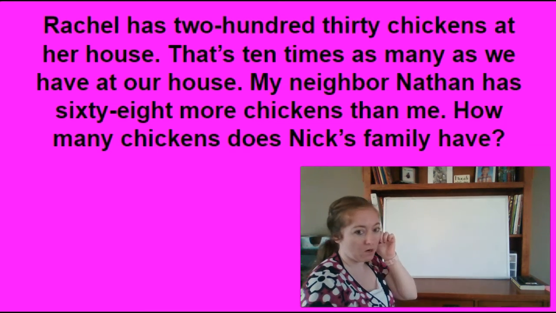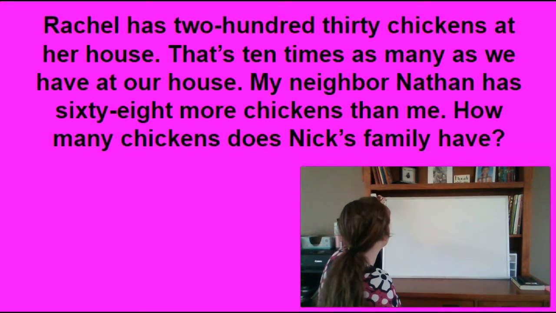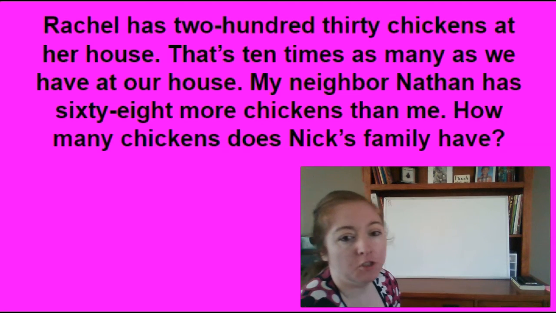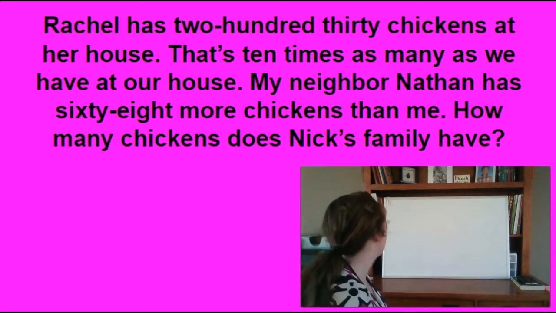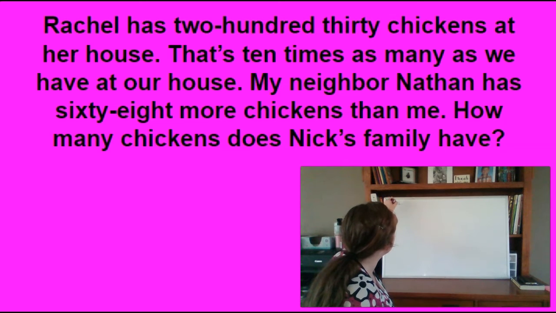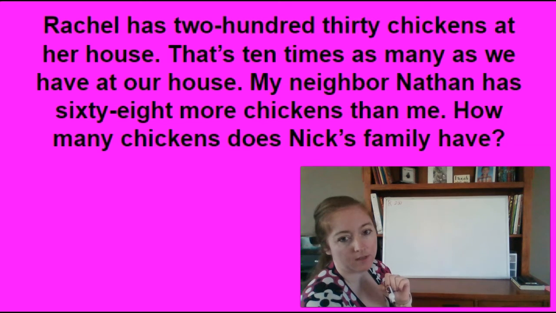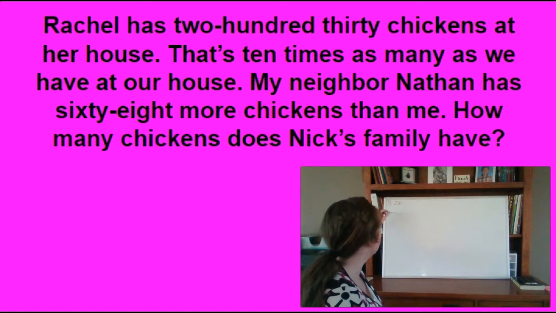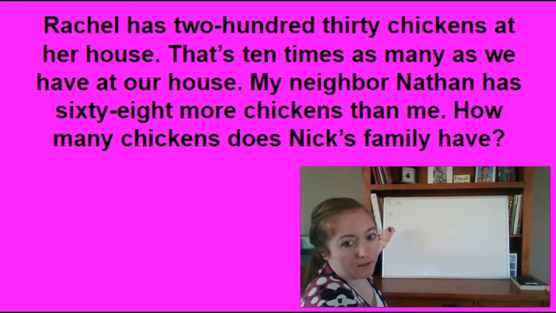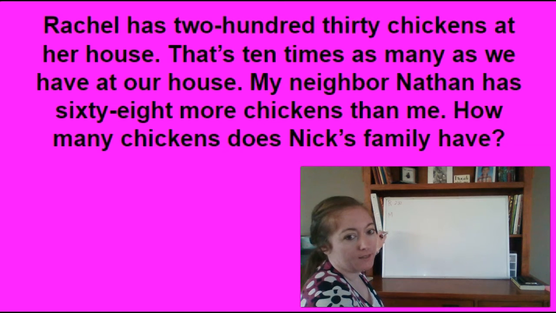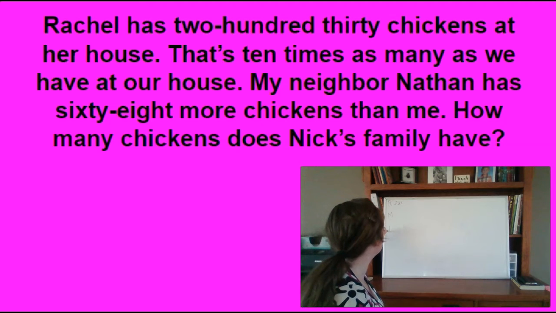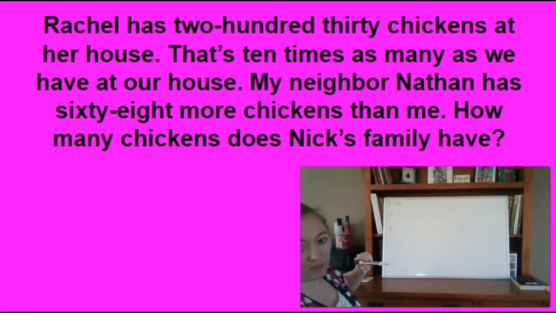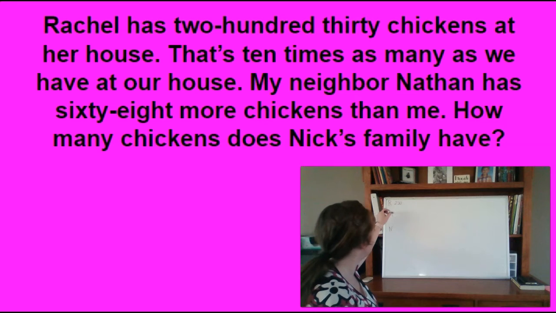So we're going to start with what's known. So our known is Rachel. Rachel has 230 chickens. So I'm just going to put that right here. 230 chickens. Okay, and that's 10 times as many as me. I'm going to put an M for me. And then Nathan has 68 more than me. So my unit is going to be me because I'm the one that I don't know.